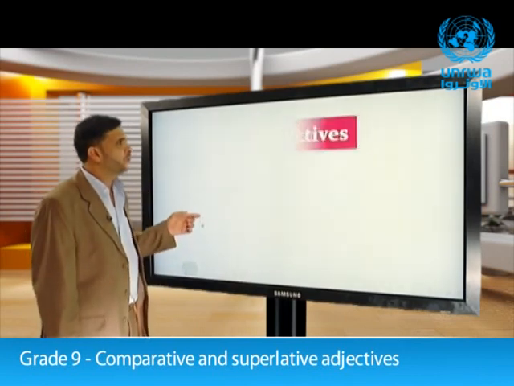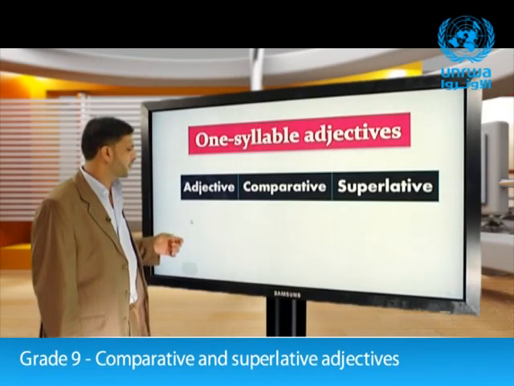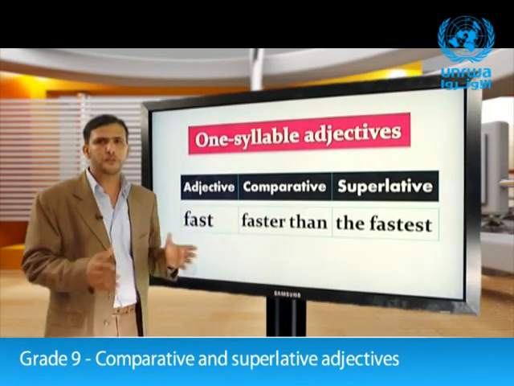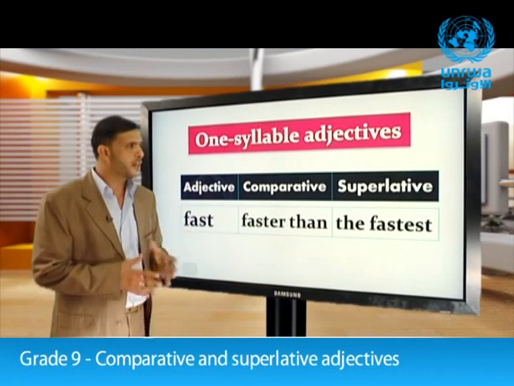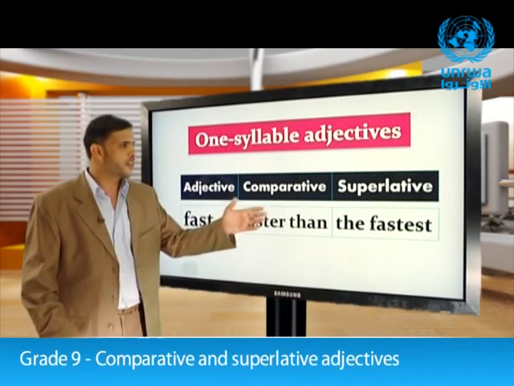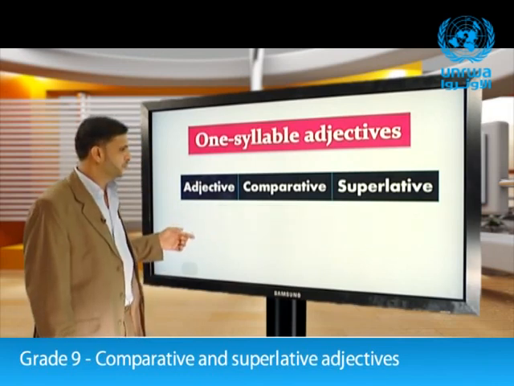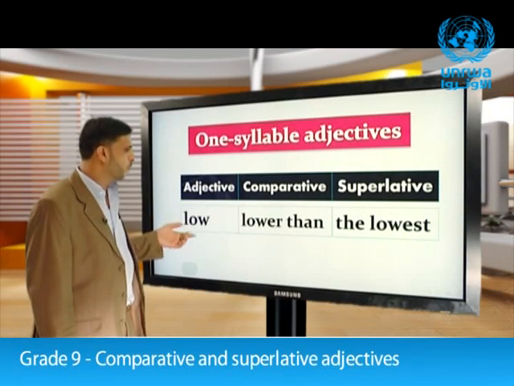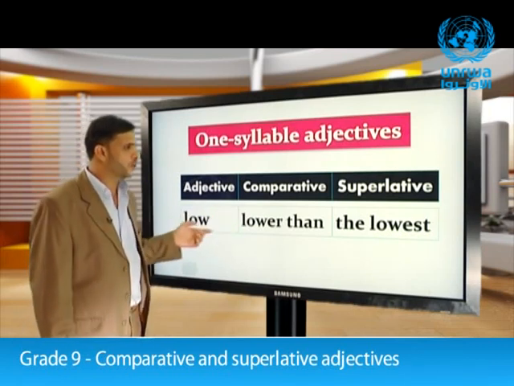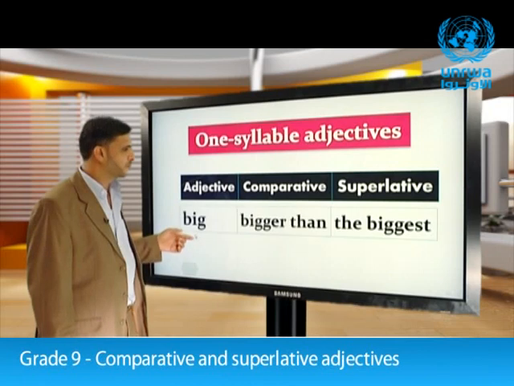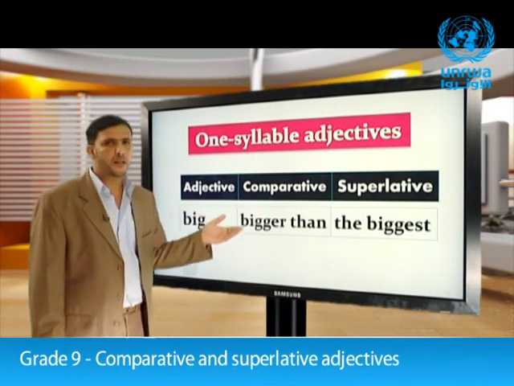Look, with one syllable adjectives such as fast, the comparative form is faster than, and the superlative form is the fastest. Another example: low, lower than, the lowest. Big, bigger than, the biggest.